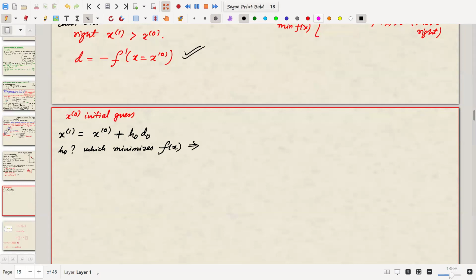That means, suppose it minimizes f of x in the first iteration. What does it mean? F prime at x equals x1 should be 0. If the derivative is 0, you have reached a minimum. Of course, we have not checked the second derivative, so it can be either minimum or maximum. We'll check. But this should be satisfied, right? F prime at x equal to x1 should be 0. Now, what is x1? X1 is x0 plus h0 d0, and we substitute it inside.